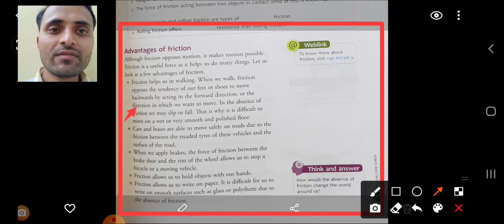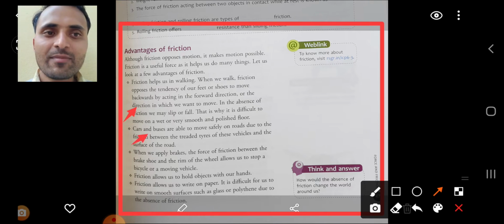Second use of friction: cars and buses are able to move safely on roads due to the friction between the treaded tires, meaning tires having a special design, and the surface of the road. Then another application of frictional force is that when we apply the brakes, the force of friction between the brake and the rim of the wheel allows us to stop a bicycle or moving vehicle. Rim means the outer side of the wheel, it is the diameter.